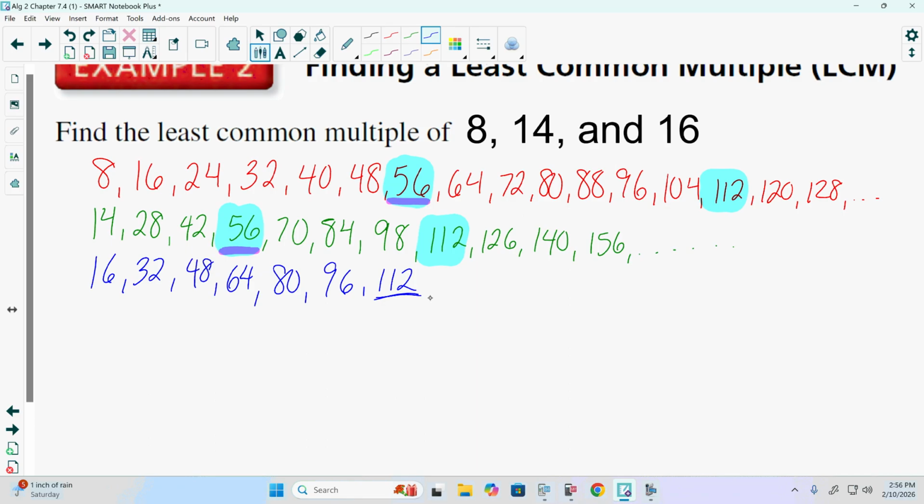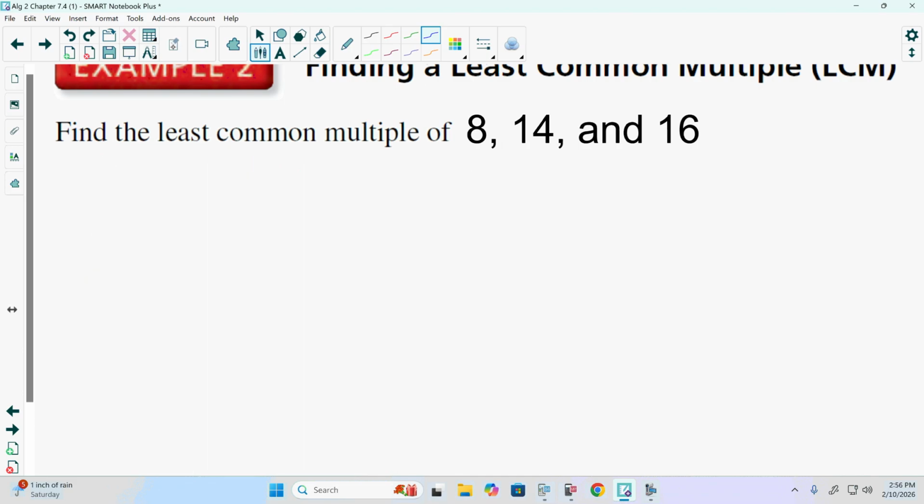But it's not necessarily guaranteed that we find it for 16 in the first 7 multiples. But if you notice, especially with 8, we had to go way far out there to find it. This works. It is a way to find least common multiple, but I wouldn't necessarily call it the most efficient way. To find least common multiple, one of the main ways is looking at the factors of each number, the prime factors of each number. What numbers multiply together to give us 8, 14, and 16?